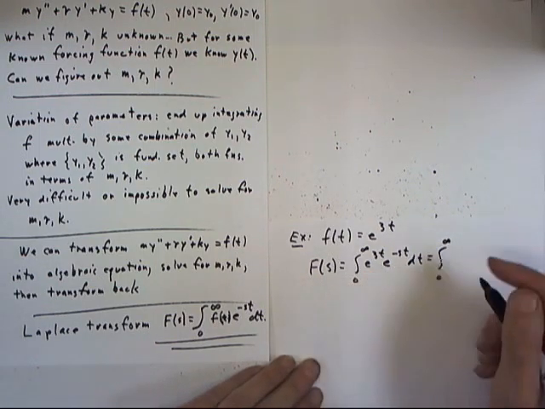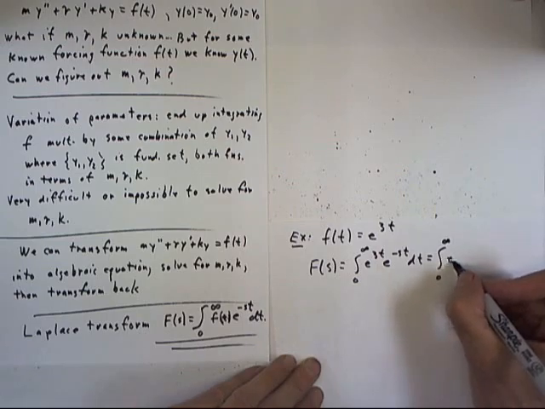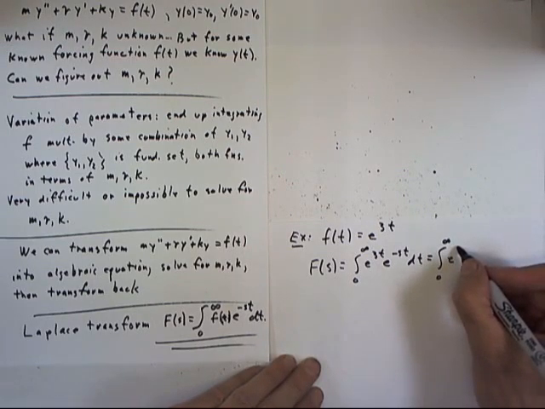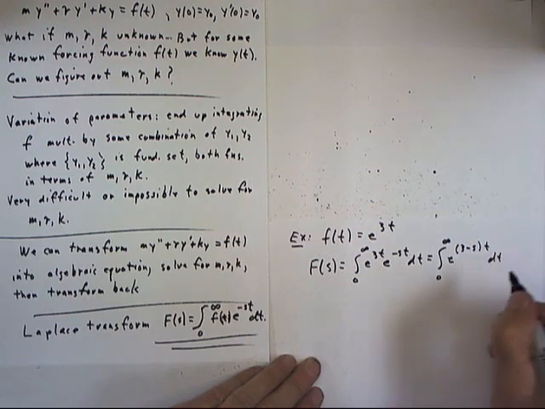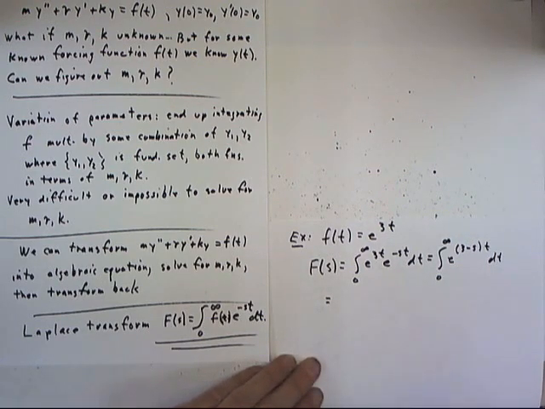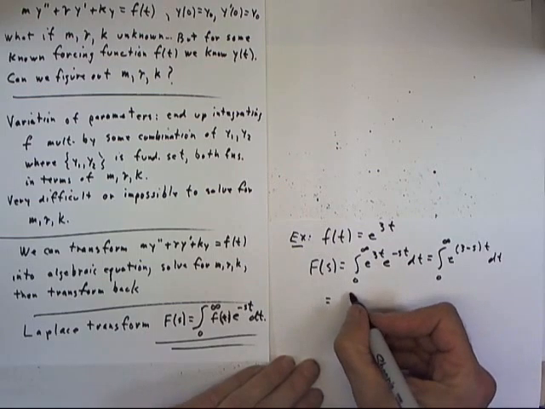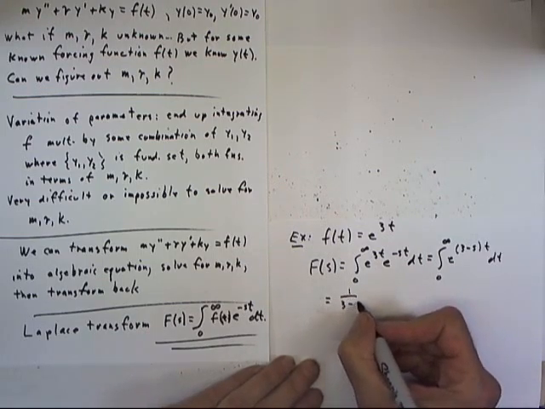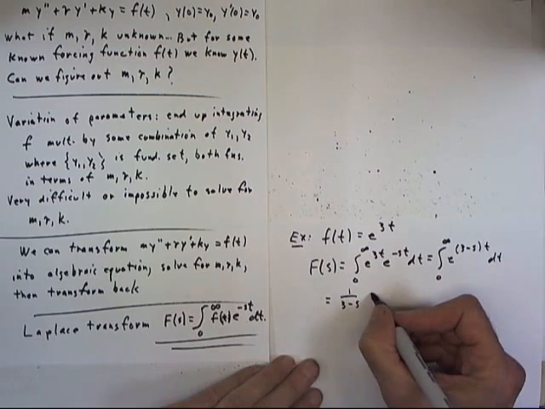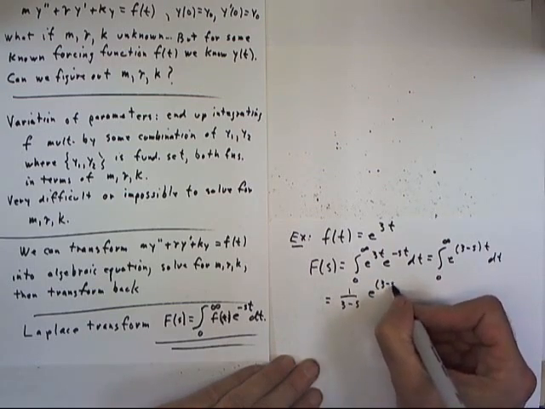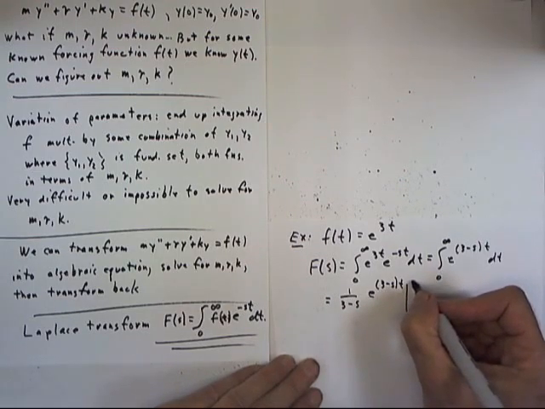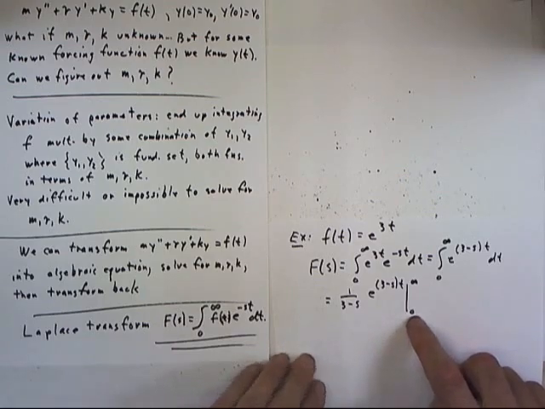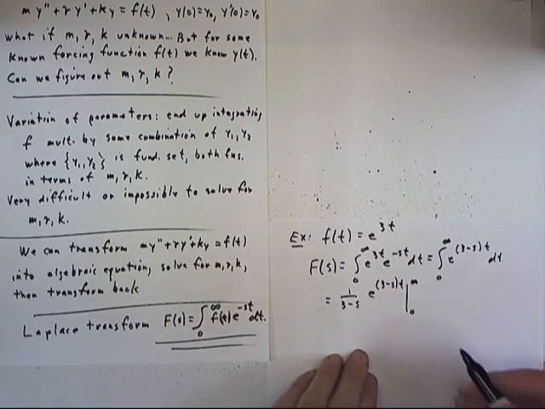giving us, when we combine these exponential functions, the integral of e to the quantity 3 minus s times t dt. And our antiderivative is simply 1 over 3 minus s times e to the (3 minus s)t. Our definite integral is the change in that quantity from t equals 0 to t equals infinity.